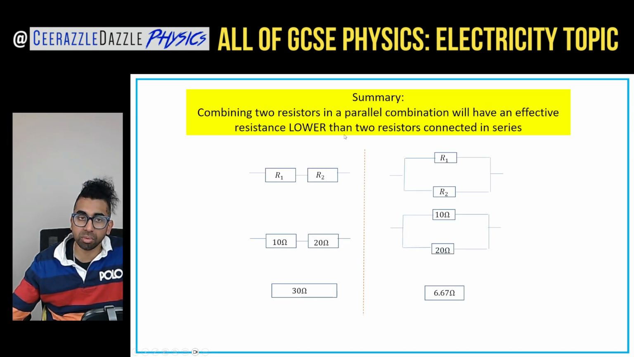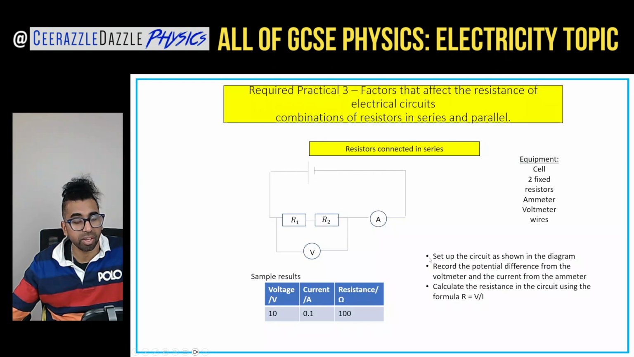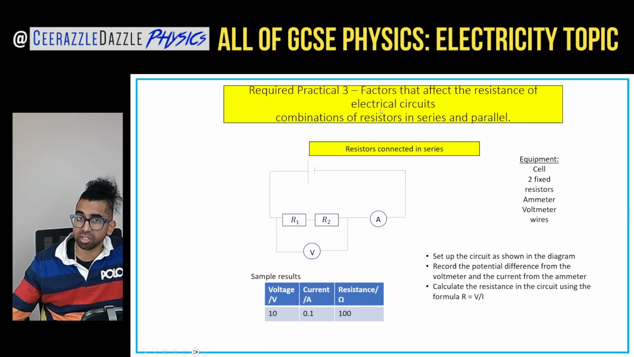Right, and therefore to summarize, hopefully you can identify that combining resistors in series will obviously give you more resistance than if you were to combine them in parallel. Comparing the left-hand side to the right-hand side over here. Right, then, required practical: factors affecting the resistance of electrical circuits, combinations of resistors in series and parallel.